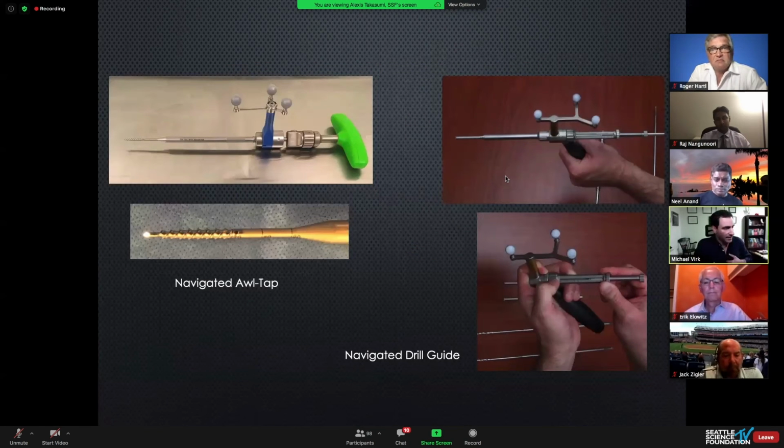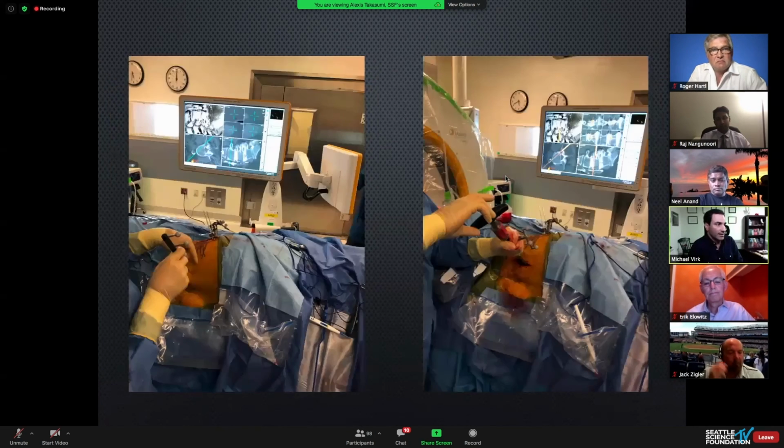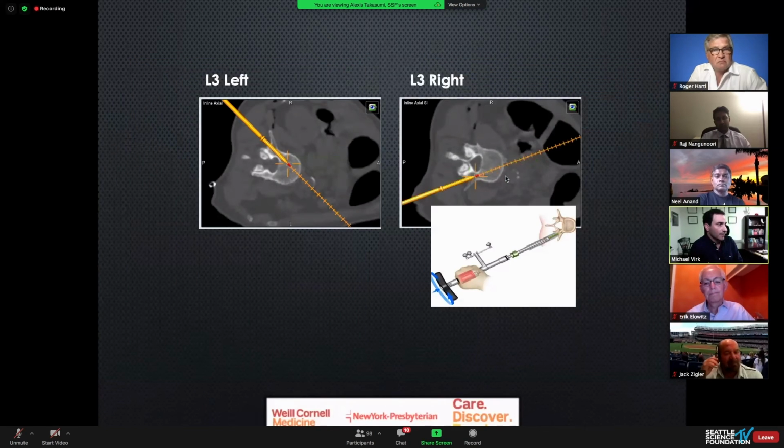I will say I do use pedicle preparation sometimes in the lateral position because I don't like to put as much pressure onto the screw. The patients move a little bit more when they're not on a Jackson table. So using either a navigated all-tip tap or a navigated drill guide is going to help cannulate and prepare your pedicle, and you can come right behind that with the screws.